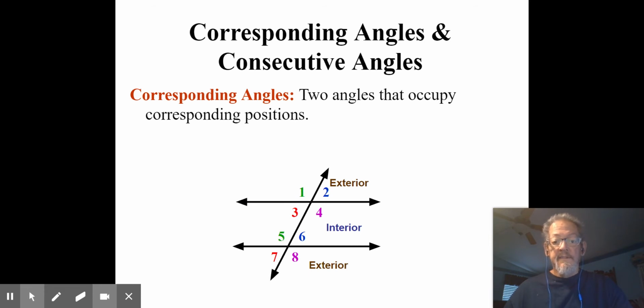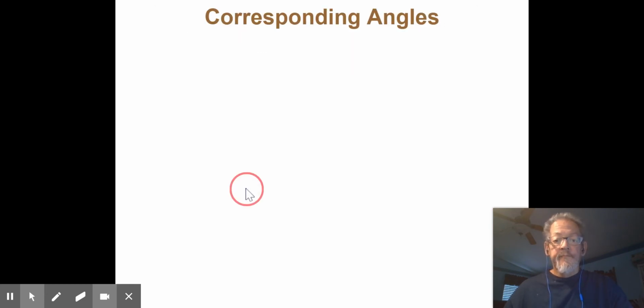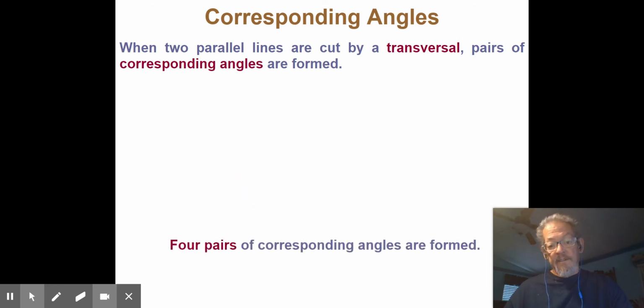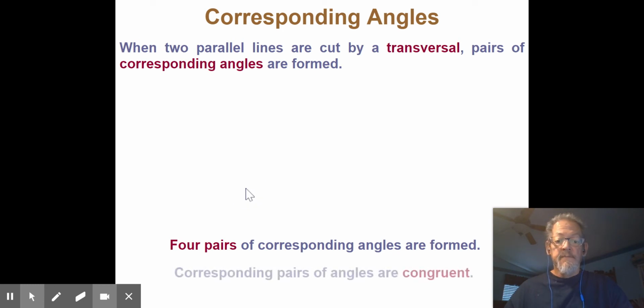1 and 5, 3 and 7, 2 and 6, 4 and 8. When two parallel lines are cut by a transversal, a pair of corresponding angles are formed. 4 pairs, in fact, are formed. Corresponding pairs of angles are congruent.